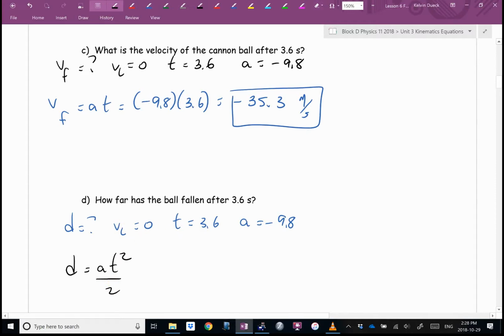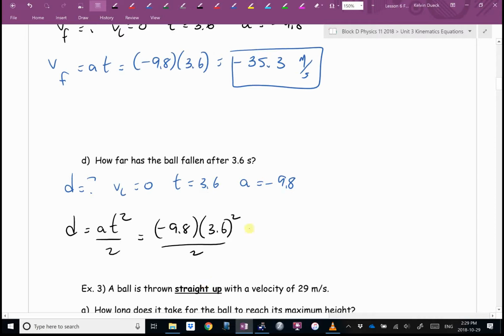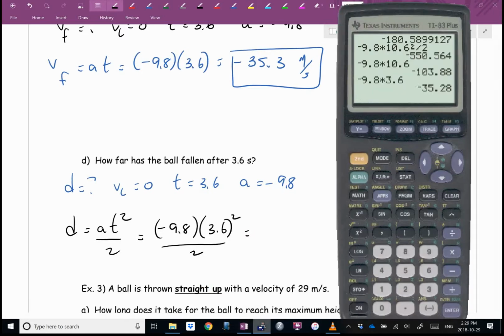By the way, the next step is we'll ask, what if you throw it off the cliff? We'll get there, and all that means is VI isn't going to be 0. If you throw it up, VI will be positive. If you throw it down, VI will be negative. Just means more typing. Negative 9.8, 3.6 squared, all over 2.